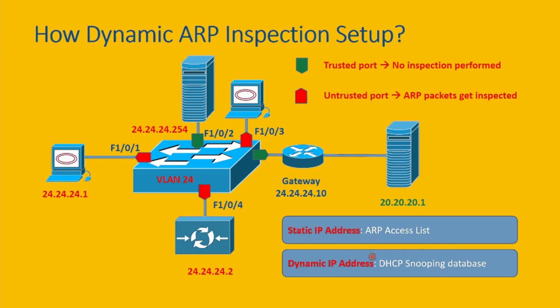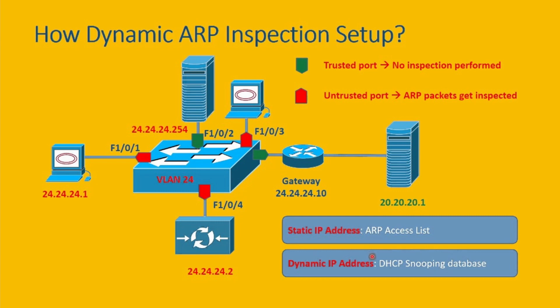The role of Dynamic ARP Inspection. This is where Dynamic ARP Inspection, DAI, comes into play. DAI is a security feature available on many modern network switches that prevents ARP spoofing. It does this by intercepting and inspecting ARP packets on the local network.